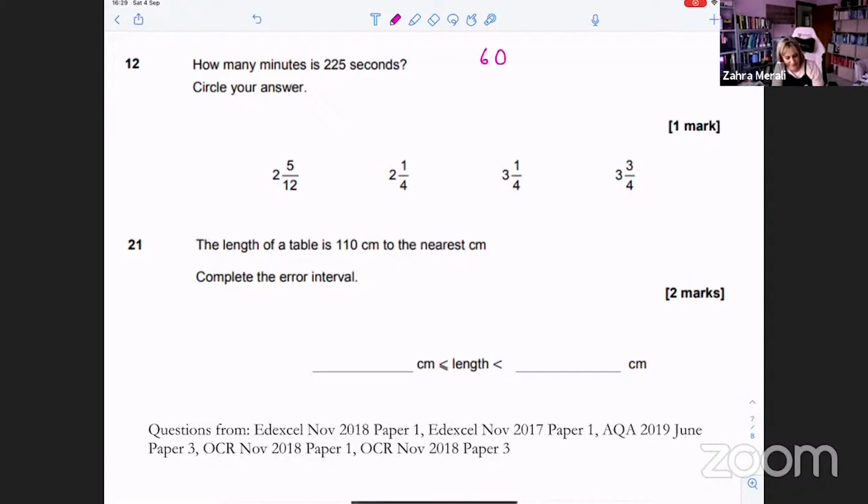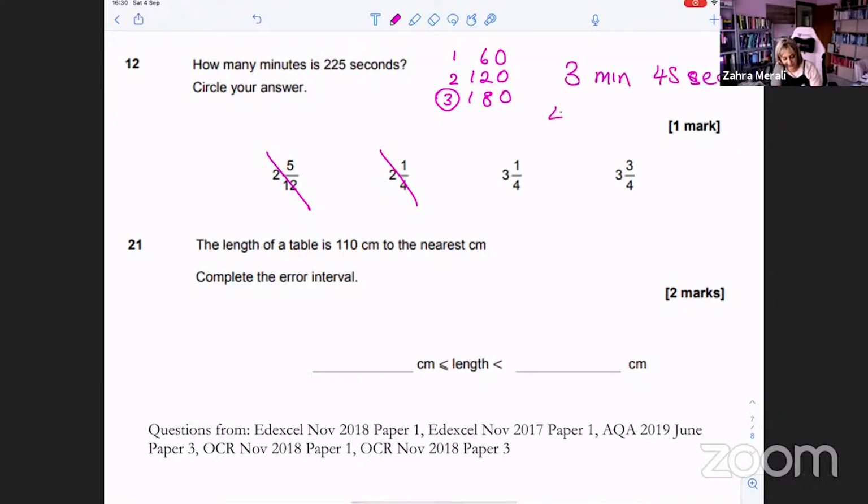So we're going to have 60. Add 60 to 60, you're going to get 120. Add 60 again, you're going to get 180. And if you add 60 again, you're going to get more than 225, which you can see when you add it up, because you get 240. So we definitely know it's 3. So we can cross those out. And how many seconds are left? If we do 225 minus 180, it's going to give you 45 seconds. So it's 3 minutes and 45 seconds.